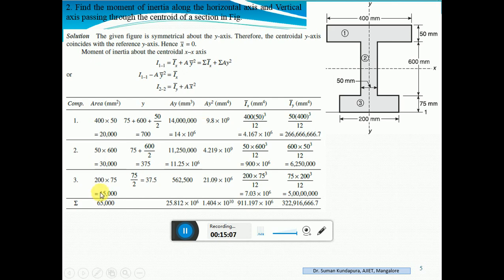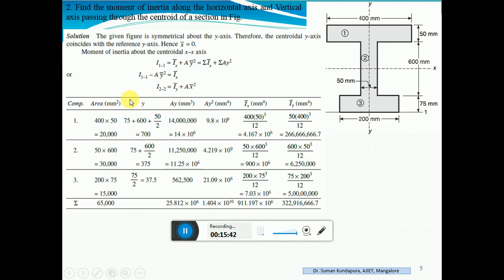So I go to tabulating the values, that is, components. How many components are there? 3 components. I split it into one rectangle, two rectangle and third rectangle. So first rectangle area is 400 into 50, that is 20,000. Second rectangle is 600 into 50, that is 30,000. Third rectangle is 200 into 75, that is 15,000. Sum up everything, the area comes up to 65,000.